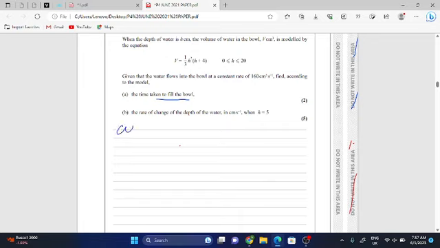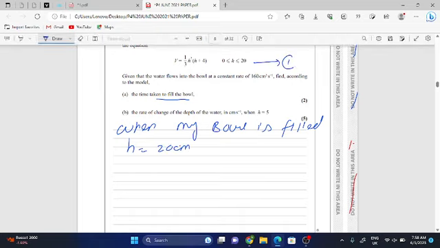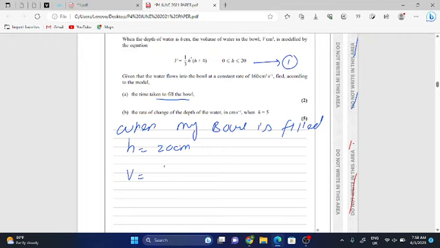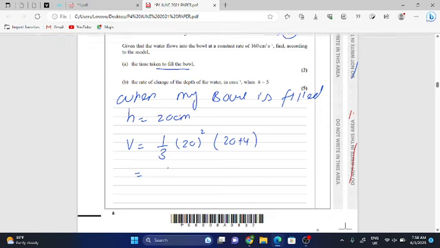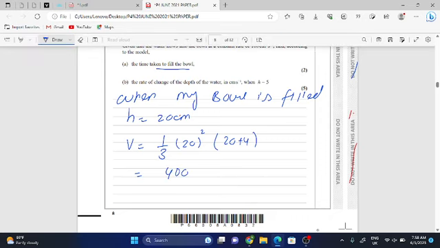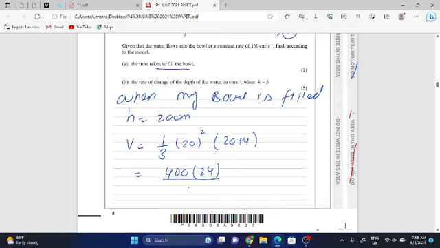So I can see when my bowl is filled, height would be 20 centimeter. So consider this equation number 1. V is equal to 1 by 3. In place of h, I have to plug 20. So it would be 20 square times 20 plus 4. So 20 square times 24 means 400 times 24, dividing by 3 would give you the answer of V.